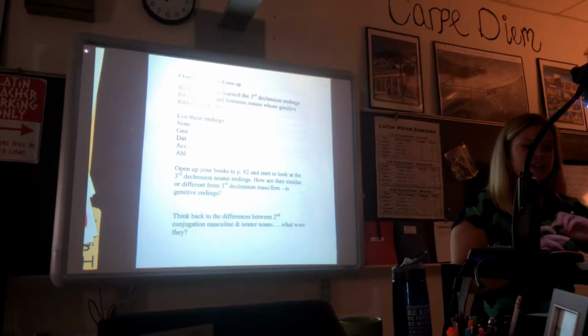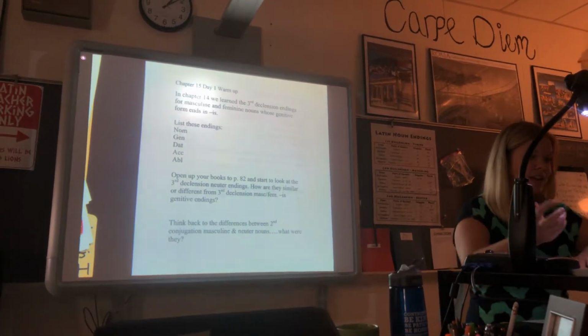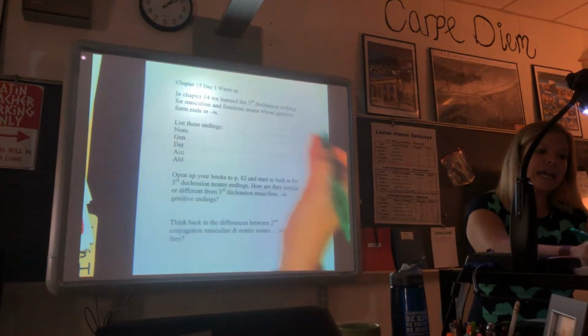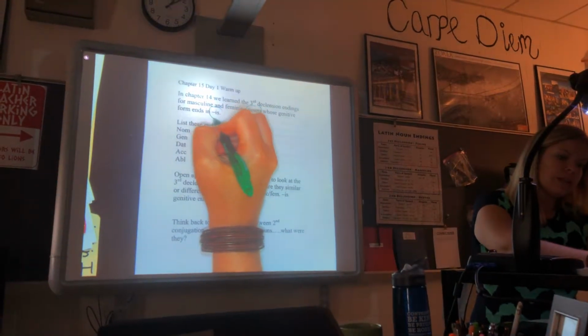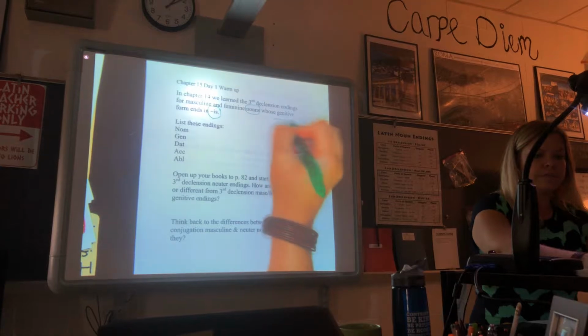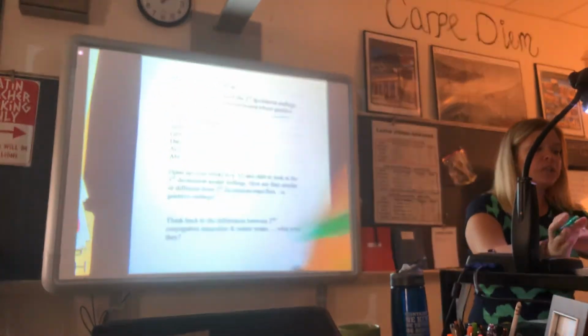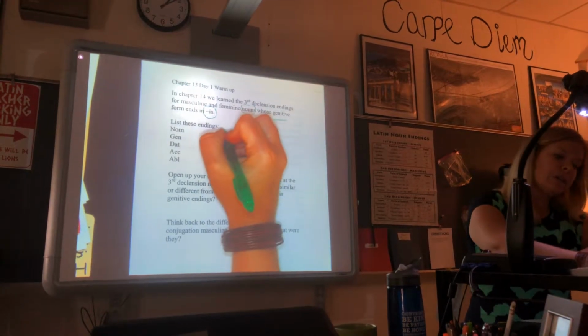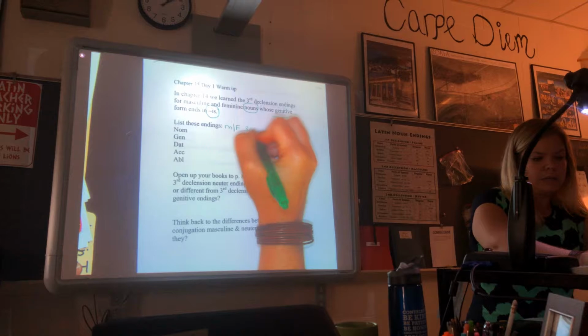Okay, in chapter 13, remember we learned third declension endings, right? So you can tell that a noun is of the third declension when the genitive ends in an IS. Okay, genitive IS equals third declension. In chapter 14, we learned the masculine and feminine third declension endings.